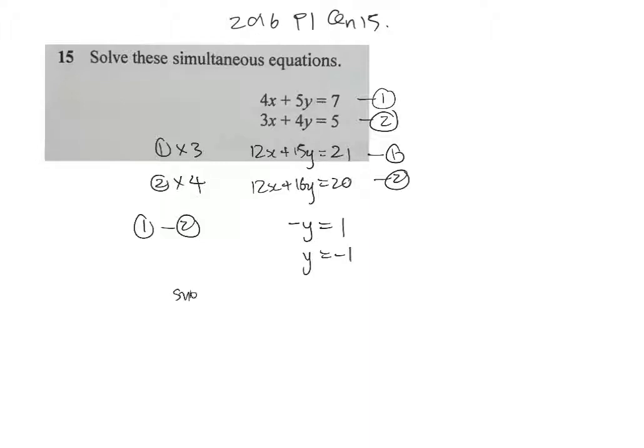Then I substitute y equals negative 1 into either 1 or 2, doesn't matter. I get 12x plus negative 15 equals 21. 12x is 36, right? X is 3, right? Yeah.